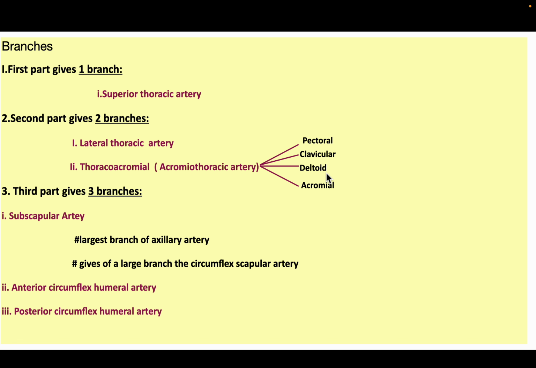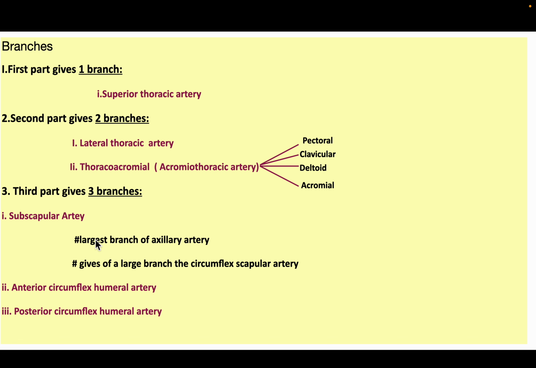Another name of the deltoid, sometimes it is written in your books, that is humeral. Then third part is giving three branches, that is subscapular, anterior circumflex humeral and posterior circumflex humeral. This subscapular is the largest branch of axillary artery, which is giving one large branch, that is circumflex scapular artery. So these are the branches of the axillary artery.